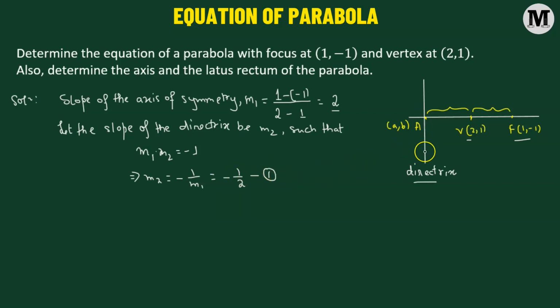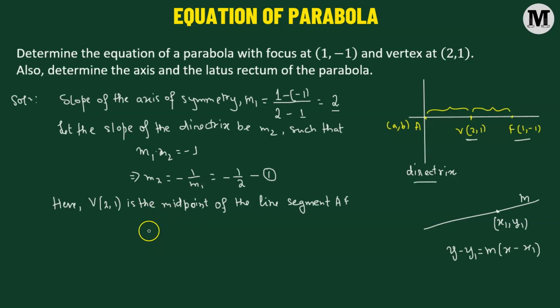Now, to find the equation of the directrix line, we'll use the point-slope form, which states that if we have a straight line passing through a point having the coordinates (x1, y1), and the slope of that line is given, then the equation of the straight line will be y minus y1 equals the slope times (x minus x1). In our case, we have the slope of the directrix line, that's -1/2. Now we need to find the coordinates of point A. To find them, we're going to use the fact that the vertex is the midpoint of the line segment joining point A and point F.